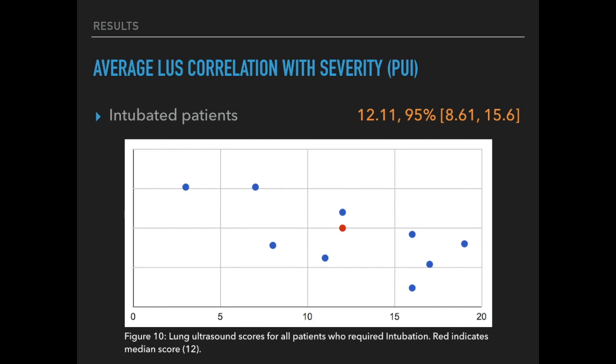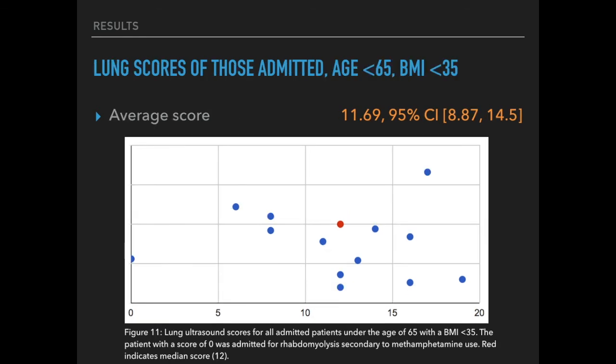Patients that were intubated, there's fewer of them, but they're shifted over to the right again with a mean score of 12.11, median of 12. Now, when we look at this little subgroup of patients that were under the age of 65 and a BMI less than 35, we find that there's only one patient that was admitted with a score less than 5. And that one patient was admitted for rhabdomyolysis secondary to methamphetamine use. So no patient under 65 with a BMI of less than 35 was actually admitted for COVID when they had a score of less than 5.